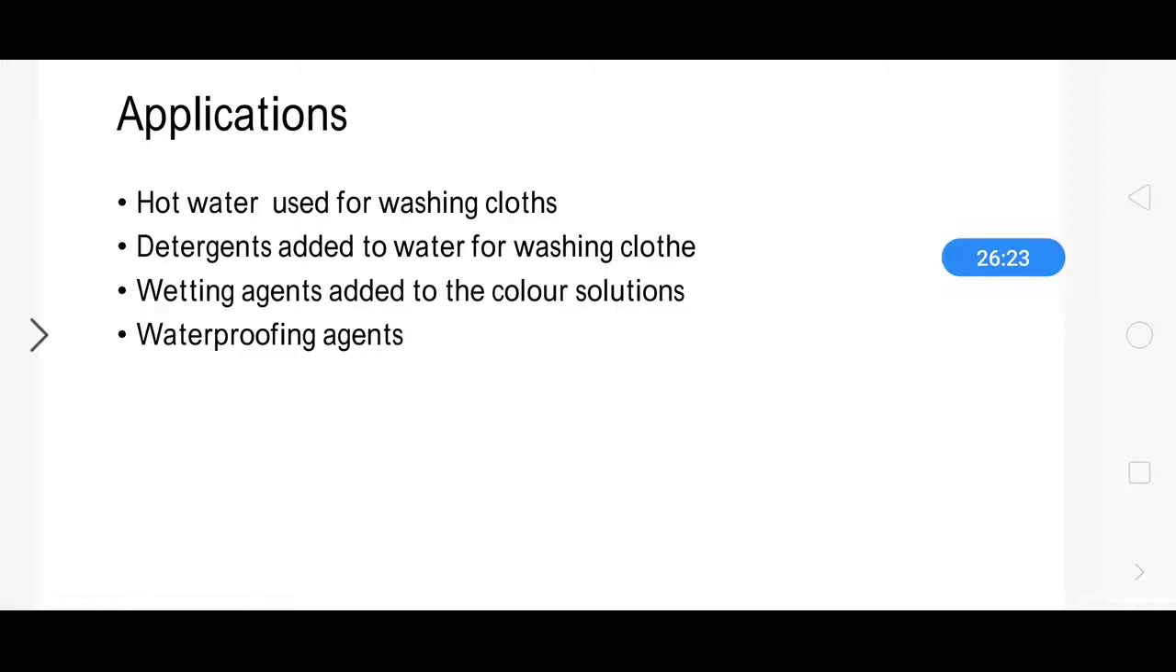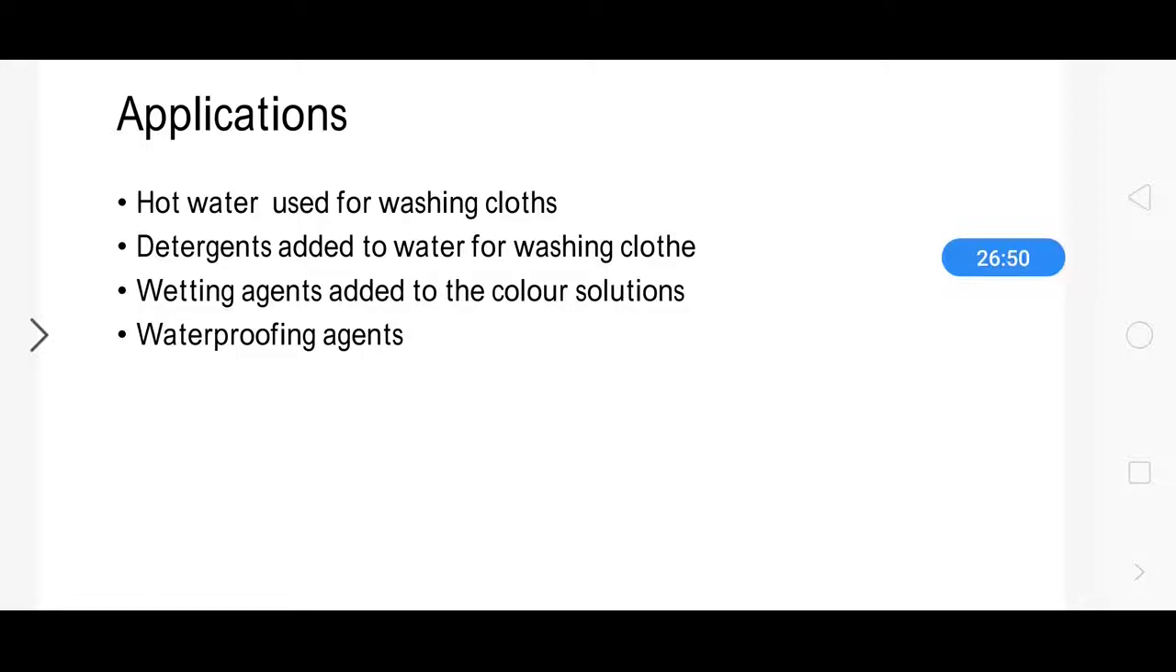Angle of contact decreases, so they can easily wet the clothes. The detergent water can easily wet the clothes. Why? Because the angle of contact is decreasing here, so they can easily go into the water. They can go in very effectively into the pores of the cloths and remove the dirt very effectively. So that's why we are using detergents.